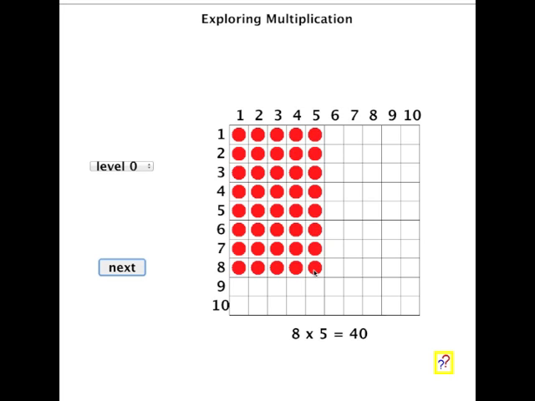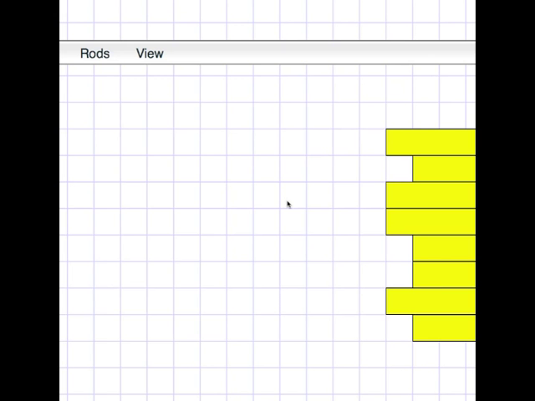35, 40, 45, 50. Now, knowing this should really help children to remember the 5 times table. Let me shift over to the Cuisenaire rods applet and I'll explain why this pattern works.